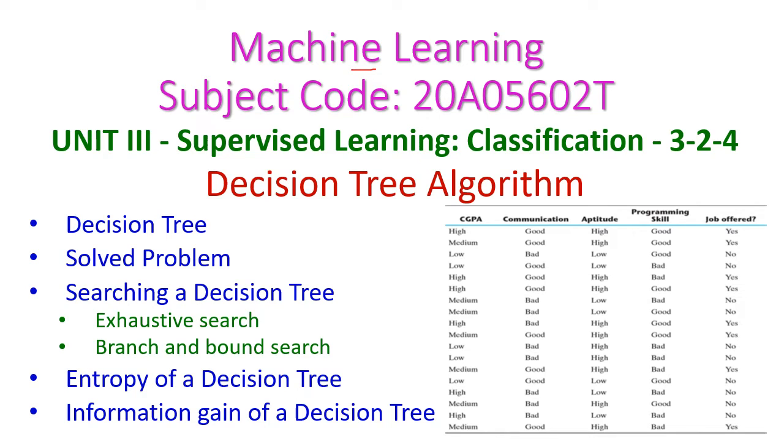In today's machine learning class, we will see the solved problem of the decision tree algorithm. This is the extension of our previous class. From the third unit, supervised learning classification, let us see the decision tree algorithm solved problem with the given data. Here we will learn constructing a decision tree and calculating the entropy and information gain of a decision tree.